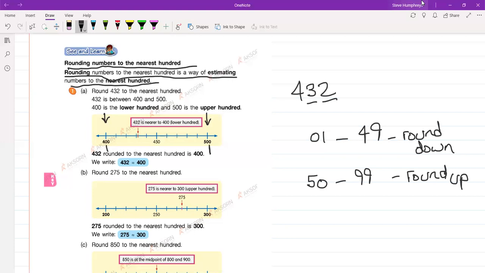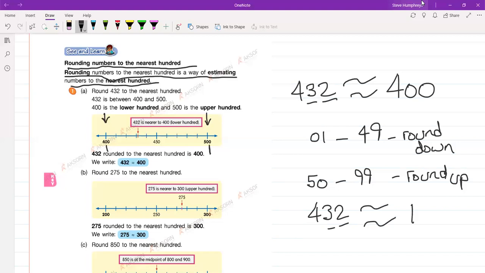432, the last 2 digits are between 1 and 49. You will round it down to 400. 432. Last 2 digits are between 1 and 49. Round down to the nearest 100. Multiple of 100. It's 400.